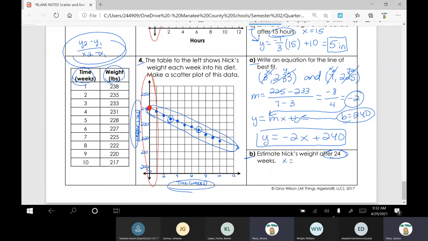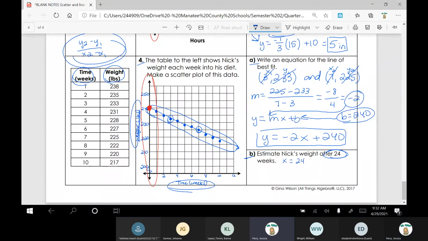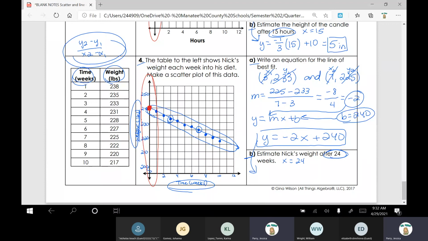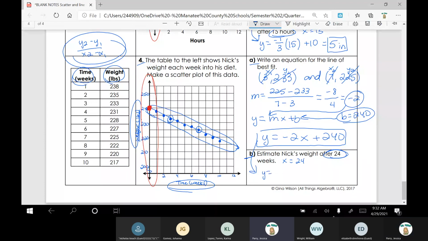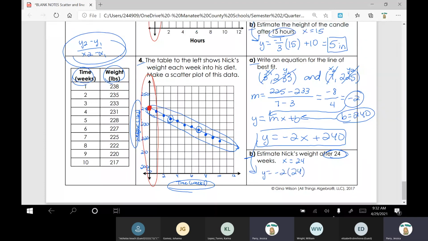That's just like saying x equals 24. Rewrite this formula, but instead of x, we're plugging in a 24. And we're solving with PEMDAS. And then once you do that, y equals -2 times 24 and then plus 240, you'll end up with 192 pounds. 192 pounds. That's how you can kind of estimate there.